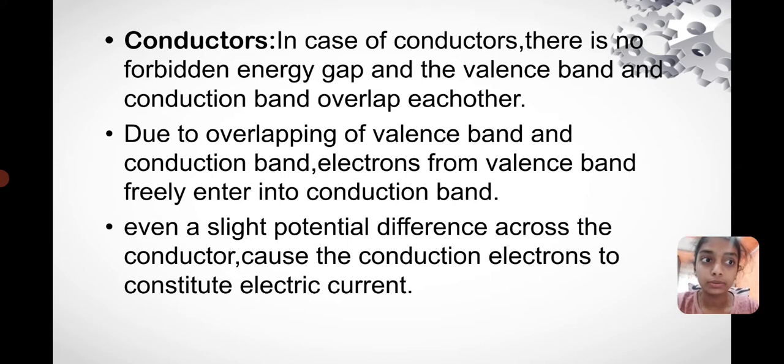Conductors. In case of conductors, there is no forbidden energy gap and the valency band and conduction band overlap each other. Due to overlapping of the valency band and conduction band, electrons from the valency band freely enter into the conduction band. Even a slight potential difference across the conductor causes the conduction electrons to constitute electric current.